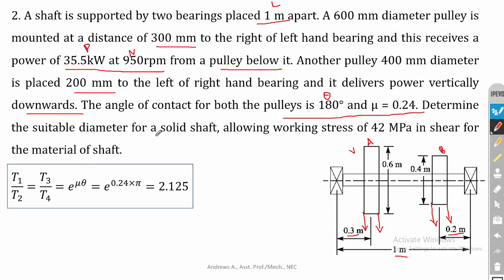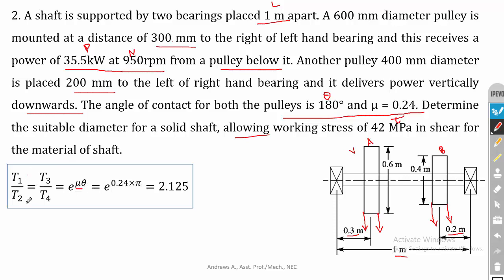Determine the suitable diameter for a solid shaft allowing a working stress of 42 megapascal in shear for the material of the shaft. So tau allowable, the permissible stress, is given, so you can directly take that. It is almost like the previous problem. Both the pulleys are driving in the vertical direction and the shaft is simply supported, so you can follow the same procedure, but the only difference is that in the previous problem the tension ratios were directly given, but here they have given the mu and theta values.